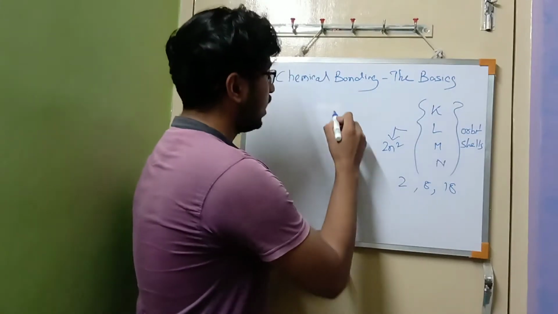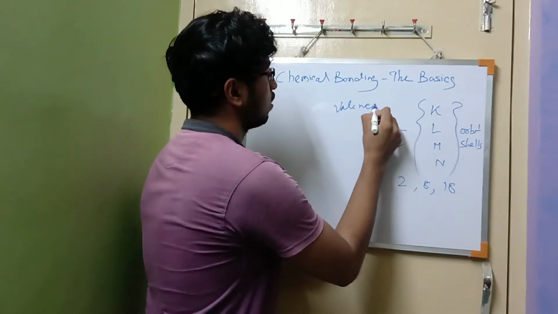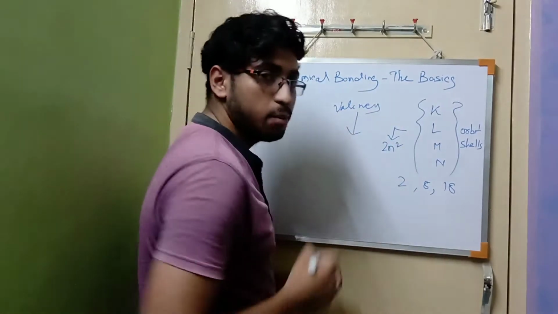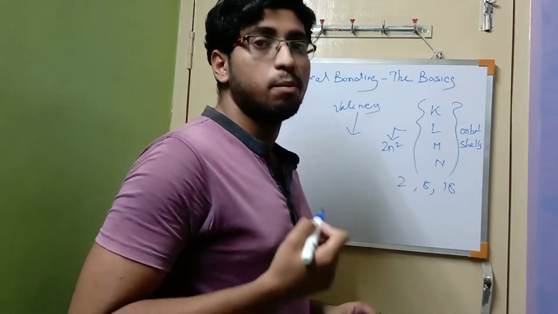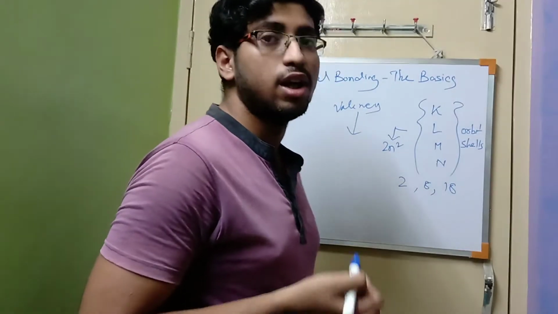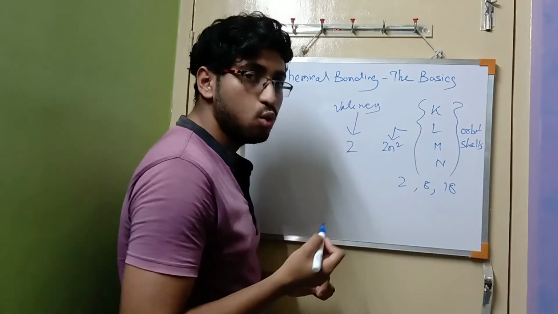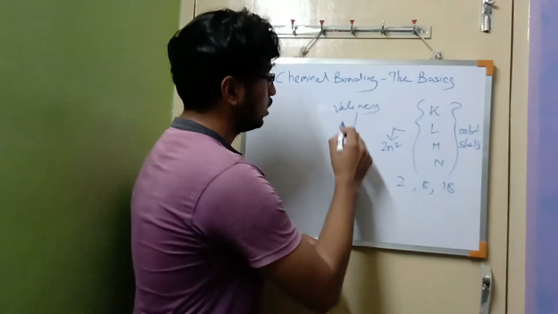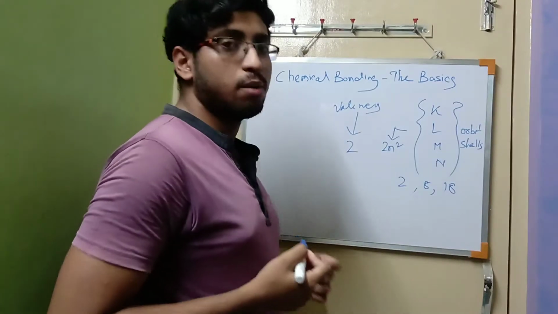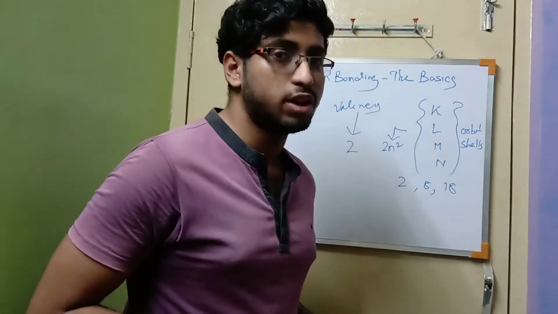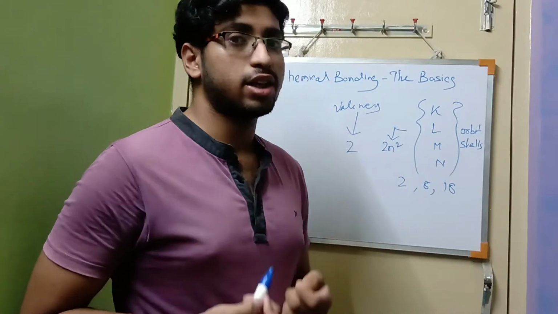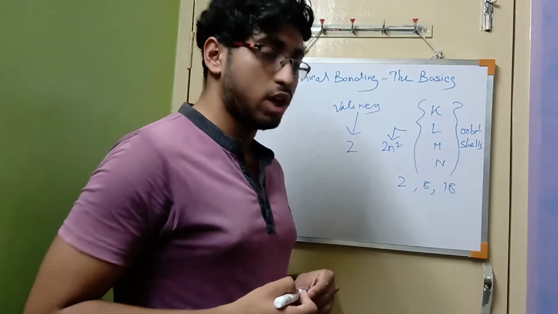So the valency fully depends on the number of electrons present in the outermost shell. Like if there are 2 electrons in the outermost shell, the valency will be 2. If the number is 3, then the valency should be 3. And if the number is greater than 4, then what does occur? We have to know that thing.